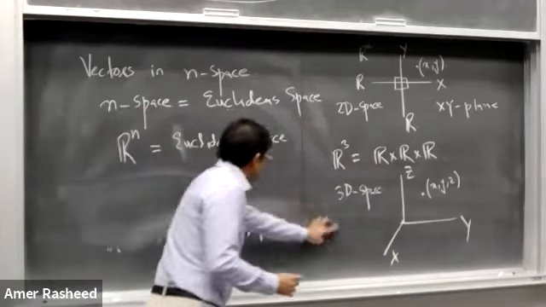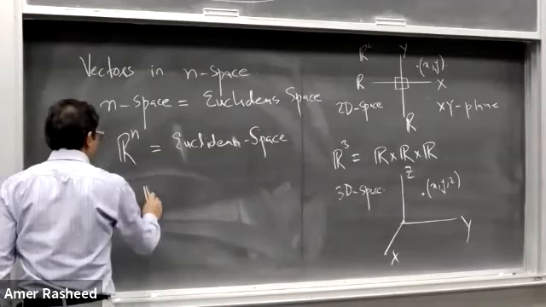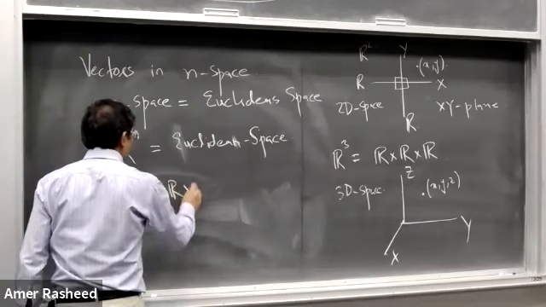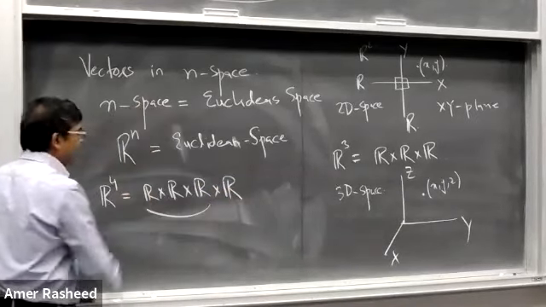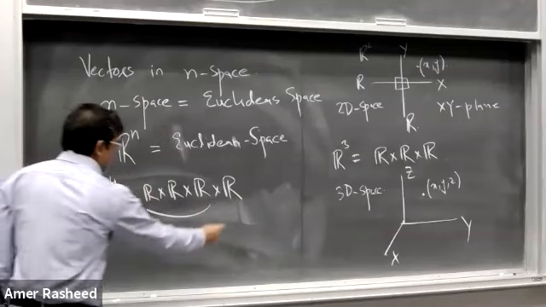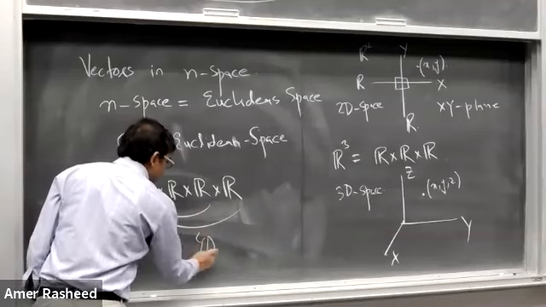R4 would be, let me... It should be technically perpendicular to all the other three. R4 would be R cross R cross R cross R. Okay, till here we have 3D. Now, this will be 4D.